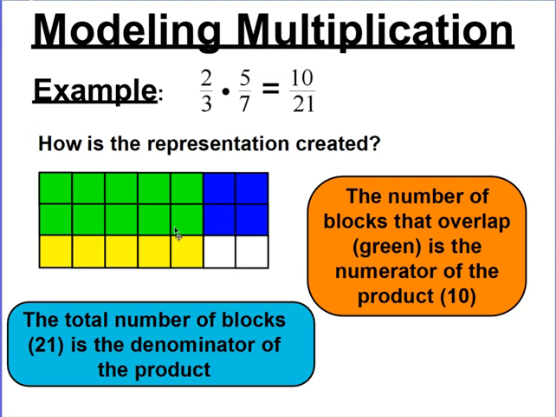You first look at how many columns and rows there are. Those are your denominators. You look at how many of the rows are colored in, 2 out of the 3. How many columns out of 7 are colored in? 5 out of 7. And then the overlap is the numerator, the total boxes is the denominator.